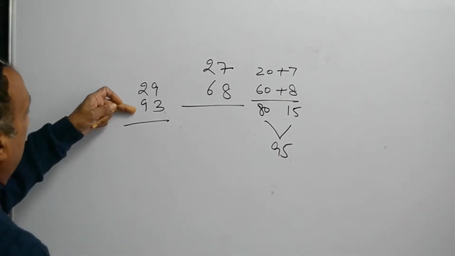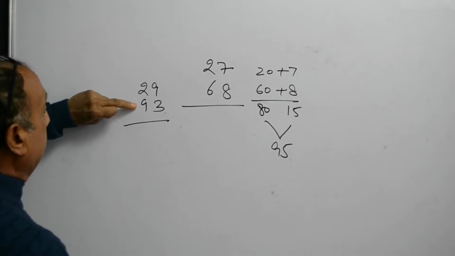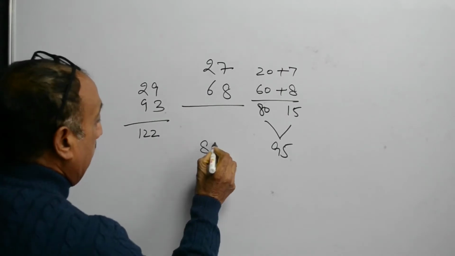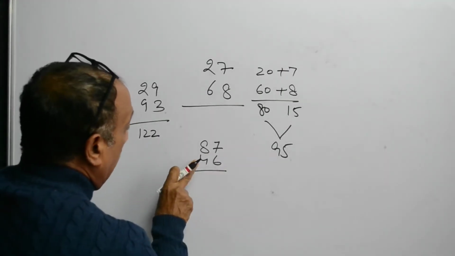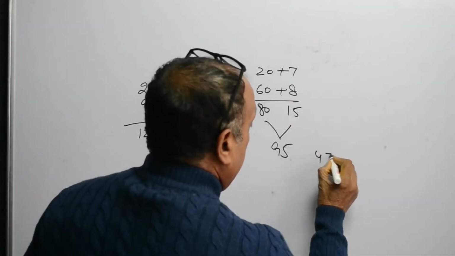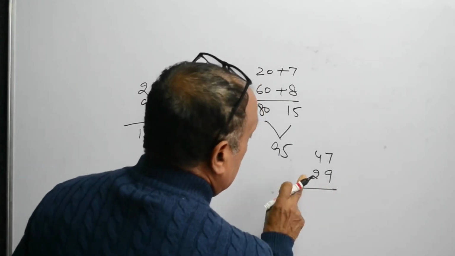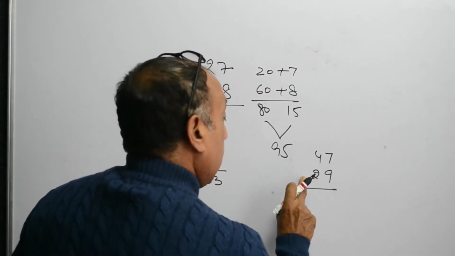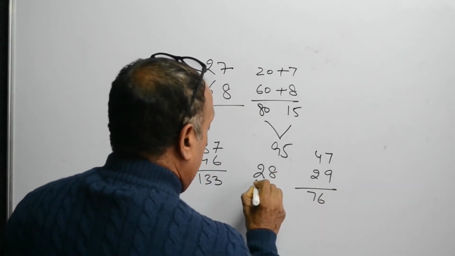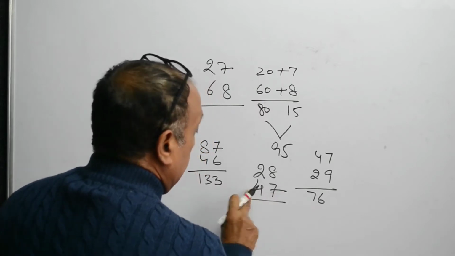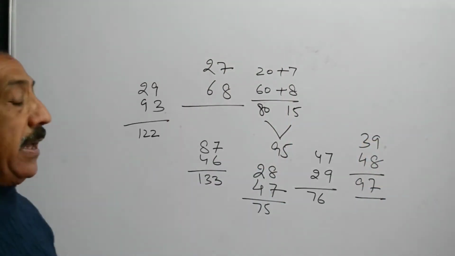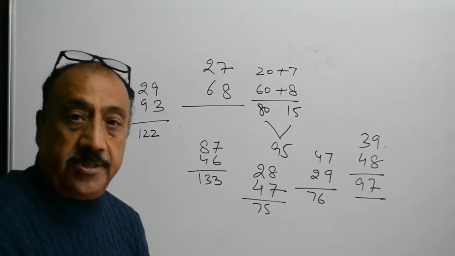So start from the left hand side. 20 plus 90 is 110. 110 plus 12 is 122. 87 and 46 is 120 plus 13, 133. 47 and 29 will be 60 plus 16. It is 76. 28 and 47 will be 60 plus 15 is 75. We can add the numbers from the left hand side. It will make the things easier.